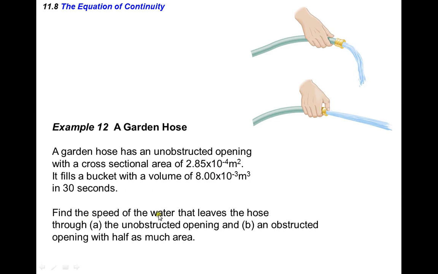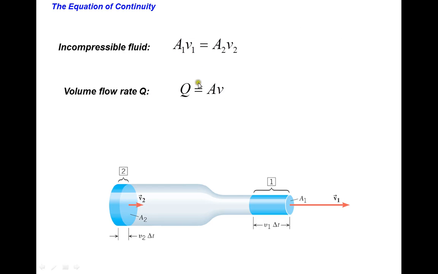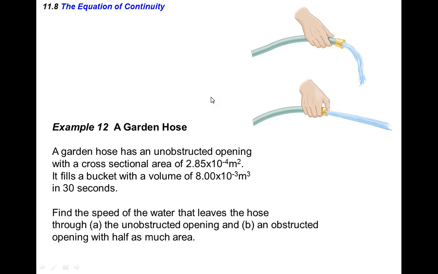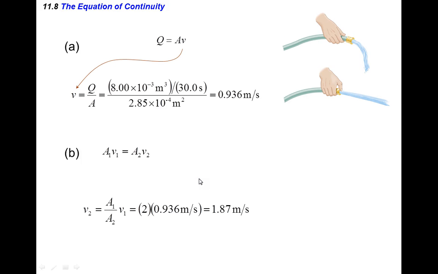Then we want to find the speed of the water as it leaves the hose through the unobstructed opening, and then an obstructed opening with half as much area. So again, here's our flow rate. So V equals Q divided by A. So we can figure out V equals Q divided by A. So Q is the volume divided by the time, divided by the area. We find out that with the unobstructed opening, the water's moving through there at 0.936 meters per second.